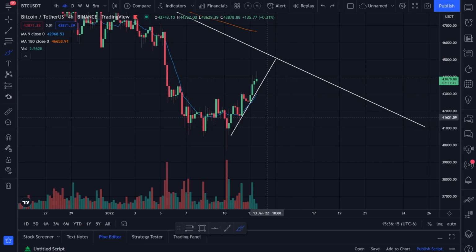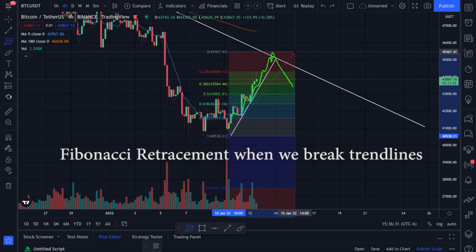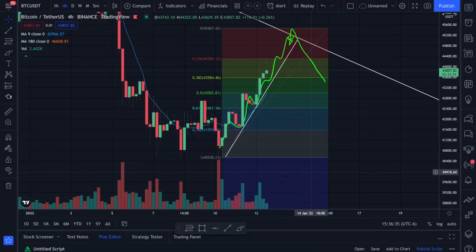So if we get rejected and start heading down, this might be a level that we might want to target. The other thing sometimes I like to do, let's say we come up all the way up here and we wick up right there and we start heading down. What I'll do is, we broke this trend line going to the downside, so I'll set up a Fibonacci retracement tool. You can grab it and you drag from the bottom of the trend to the top of the trend, and that'll give us levels that we can also buy. I like buying the 38% level and the 50% level.